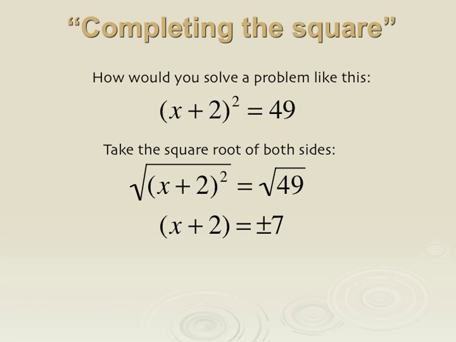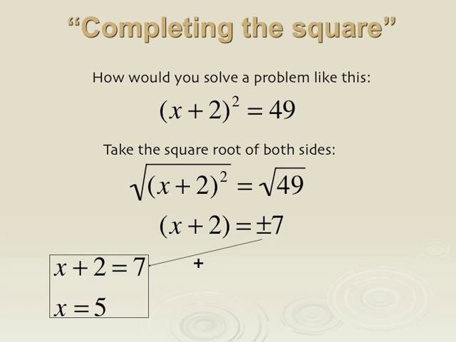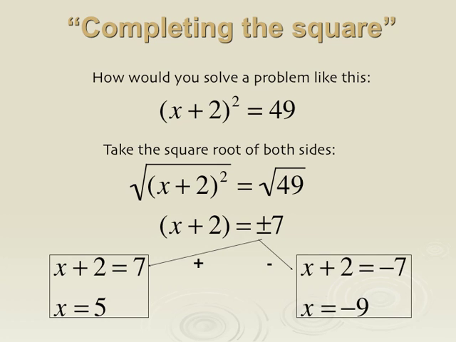Now, we could simply subtract 2 from both sides, and that would give us one equation that goes with the positive square root, and that would look like this. X plus 2 equals positive 7, so x would have to be 5. We would also look at the equation that goes with the negative square root. This would be x plus 2 equals negative 7, so x could be negative 9.